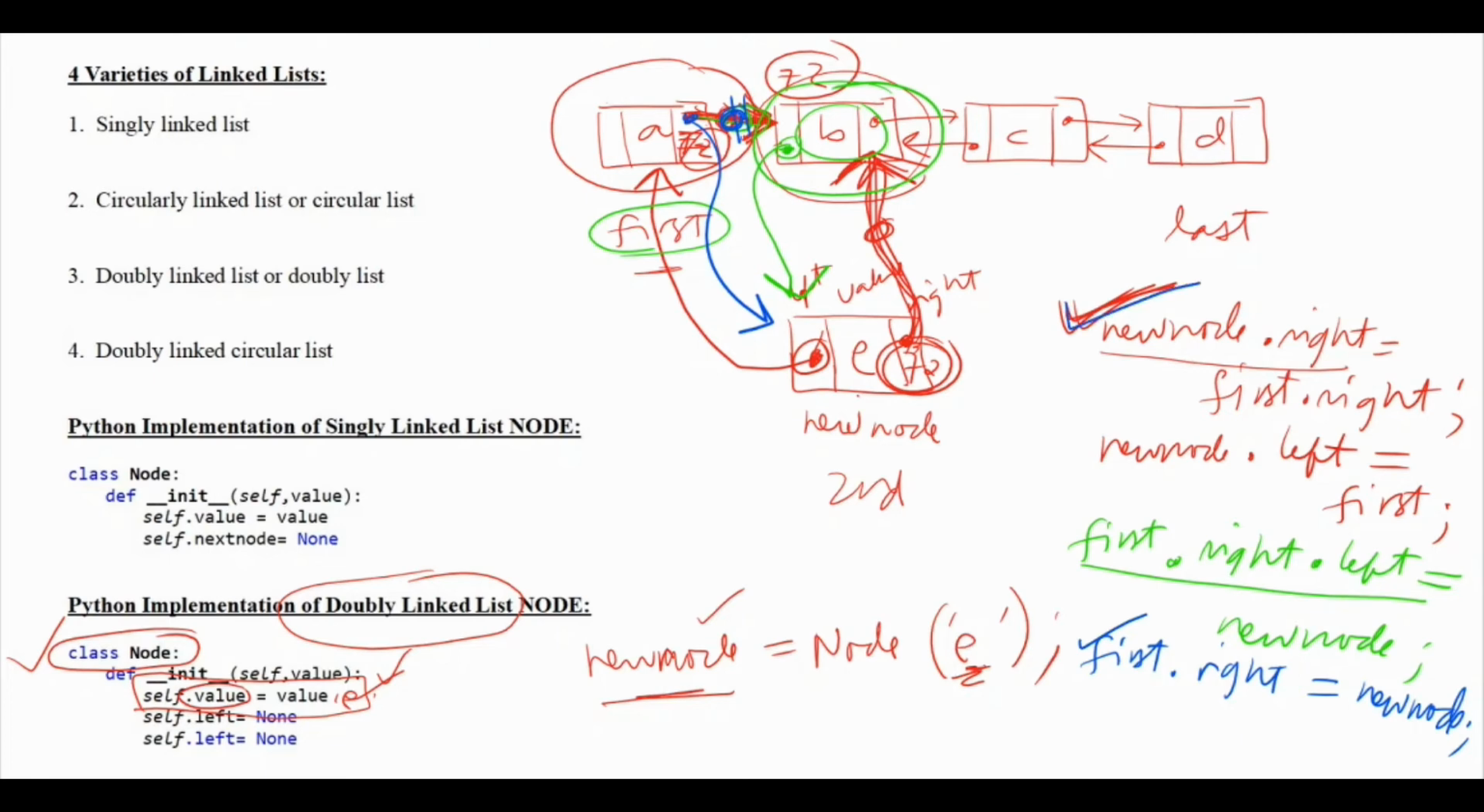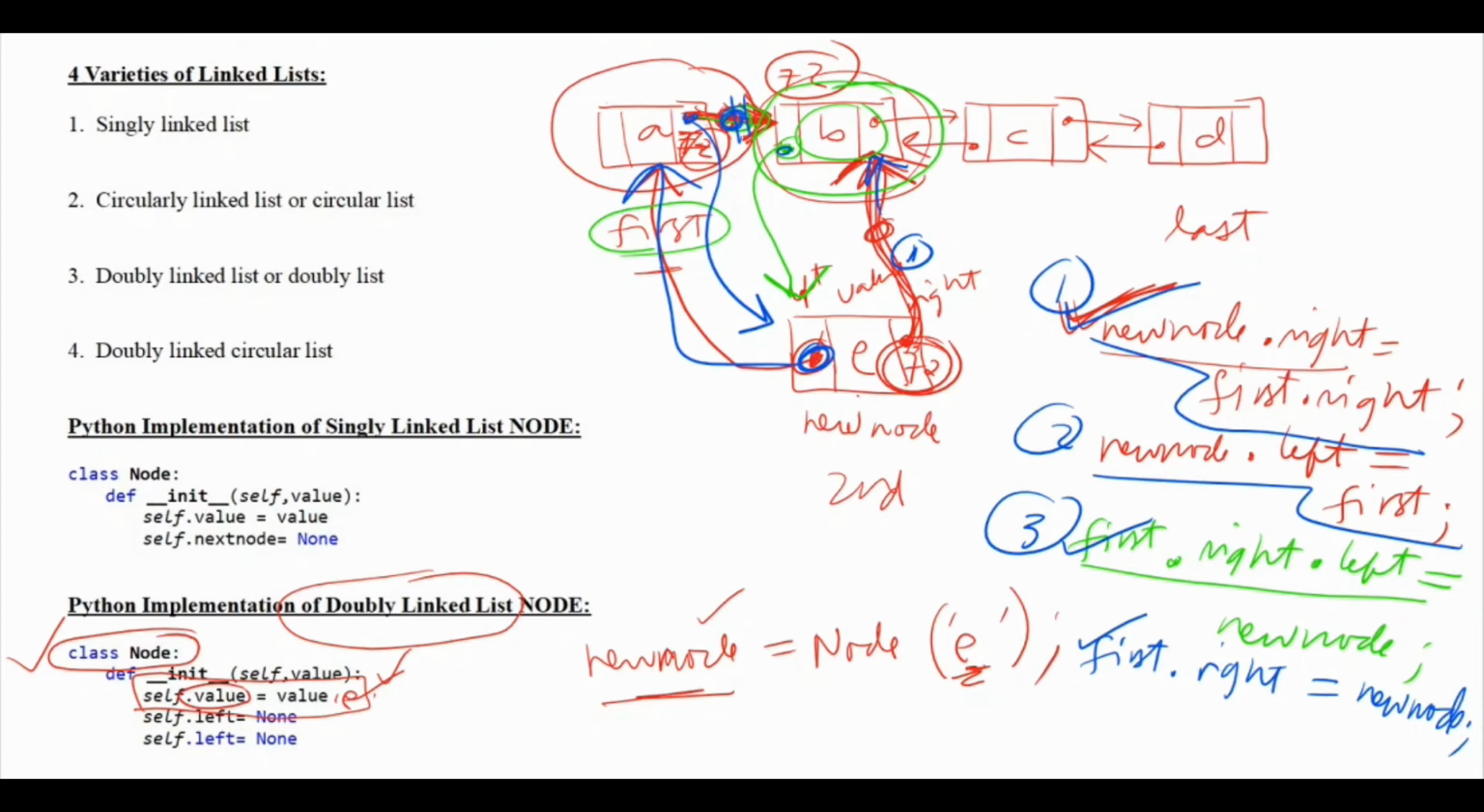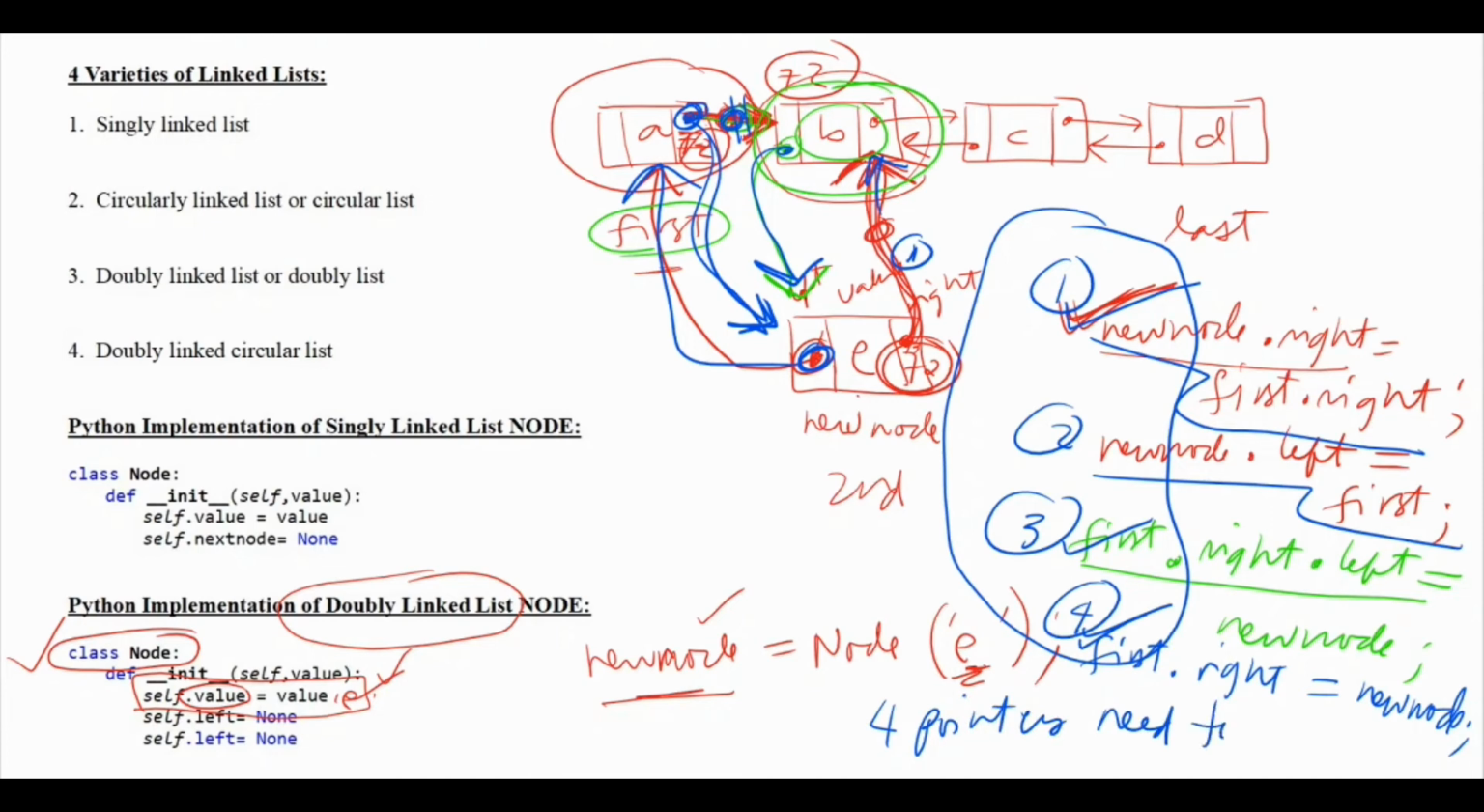The first statement here makes this one point there. And then the second statement here makes this one point there. And then the third statement here makes this one point to new node. And then the fourth statement here makes this one point to the new node. So it takes 4 statements, or it takes redirecting 4 pointers. So 4 pointers need to be redirected. And these are our way of redirecting the 4 pointers.